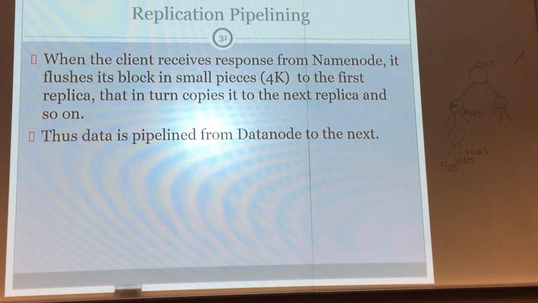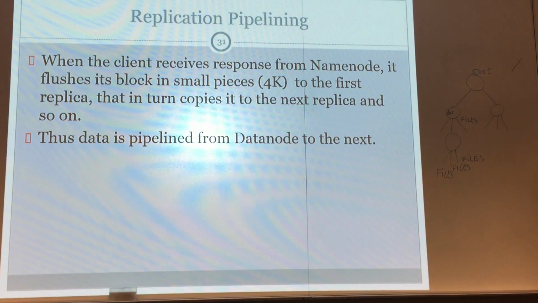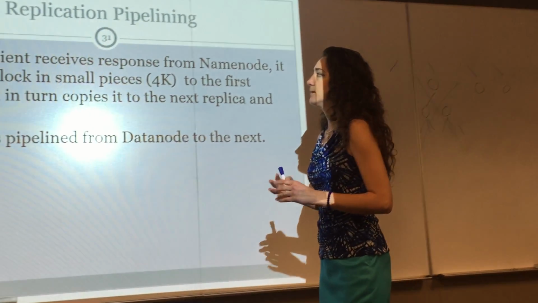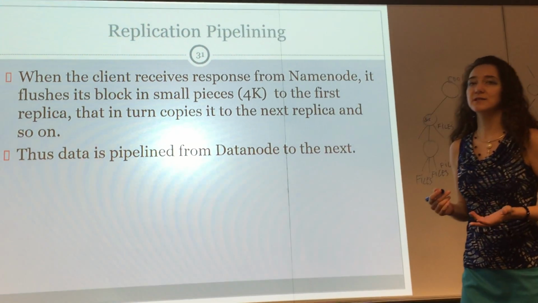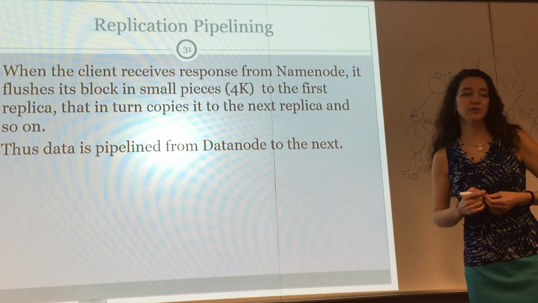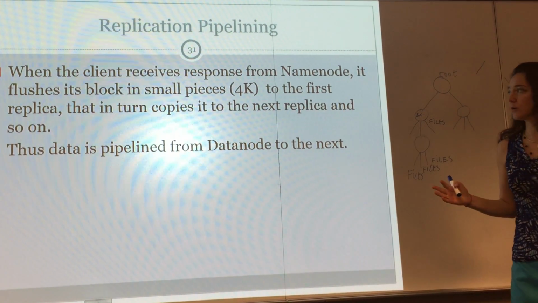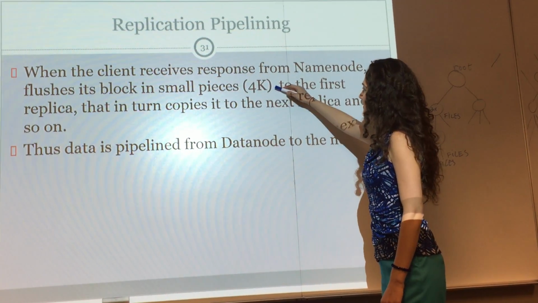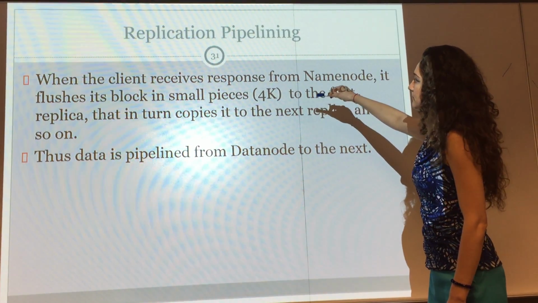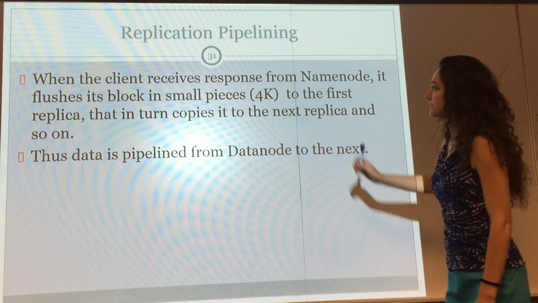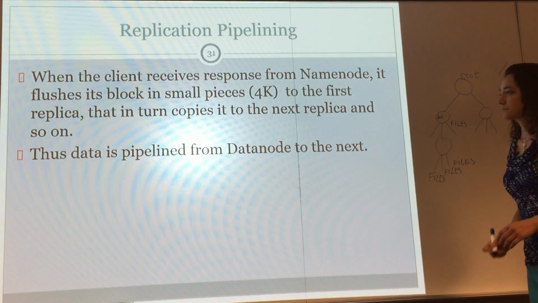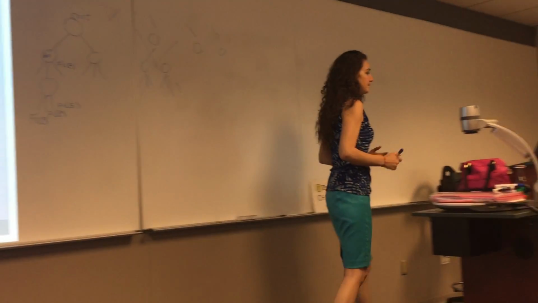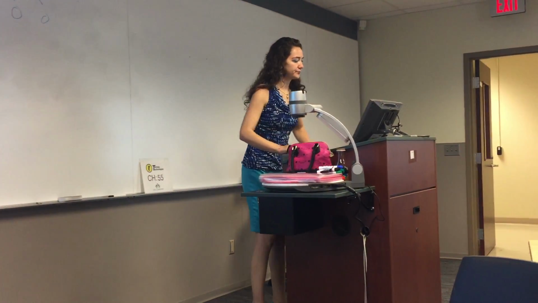So we mentioned that we have a sort of pipeline. We don't necessarily send these entire big pieces of 64 megabytes or 128 megabytes through the network at once. The client will send this in small pieces until the entire block arrives.